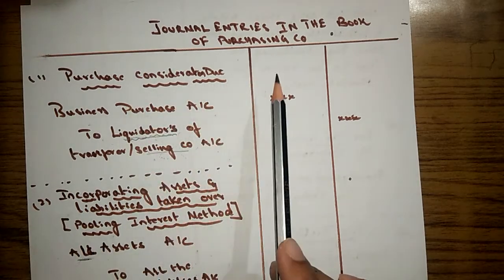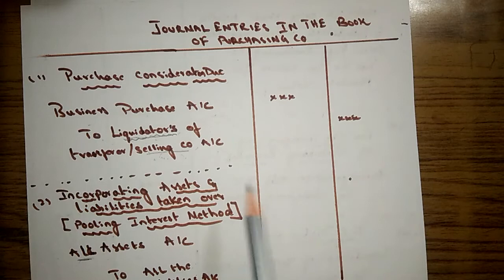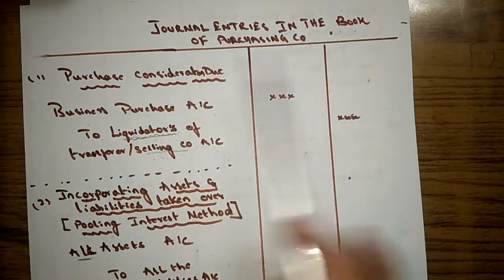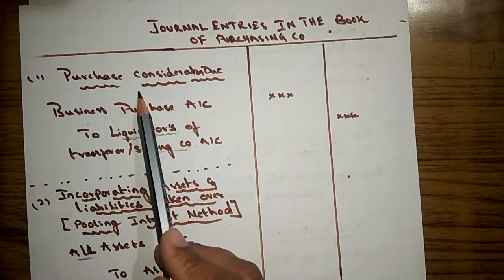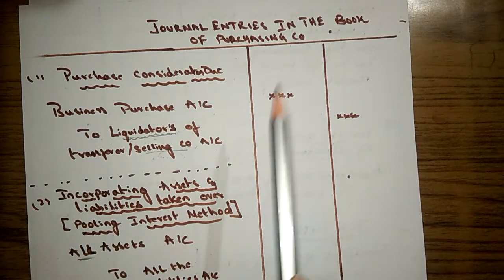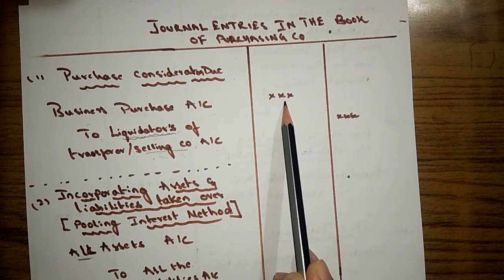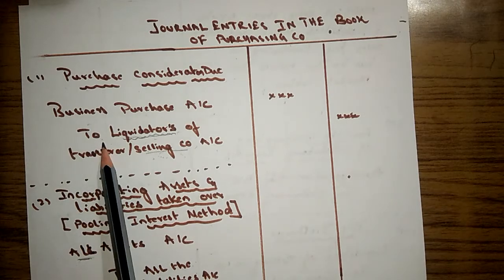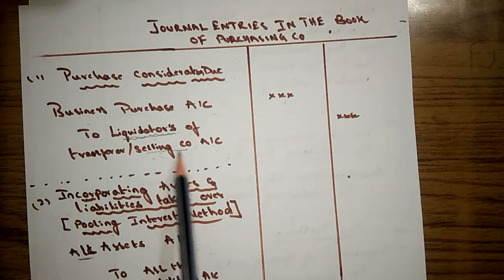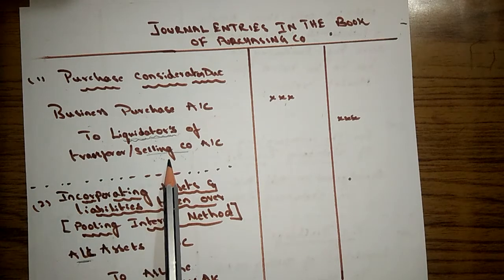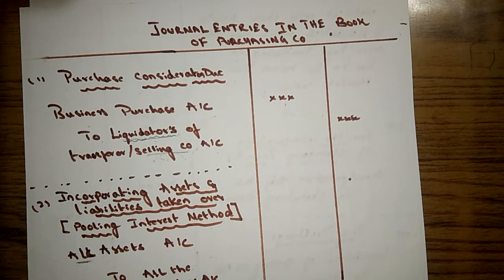This is the last topic of this chapter, journal entries in the books of purchasing company. So the first entry is purchase consideration due entry. Business purchase account with purchase consideration due to liquidator of selling company. The liquidator is a person who is officially appointed by the selling company to undertake the process of liquidation.